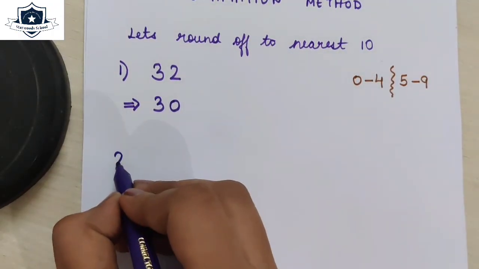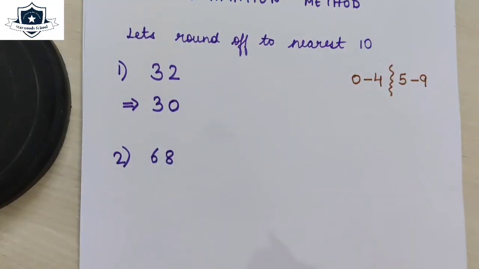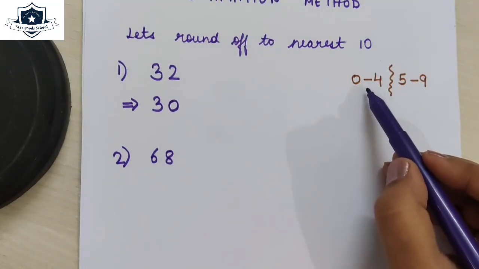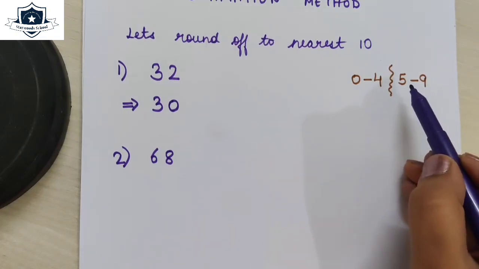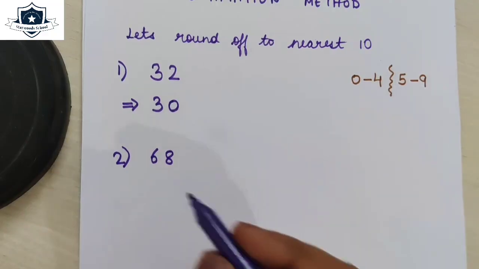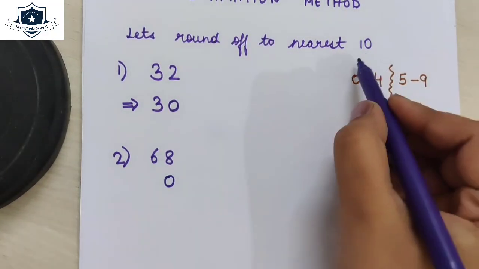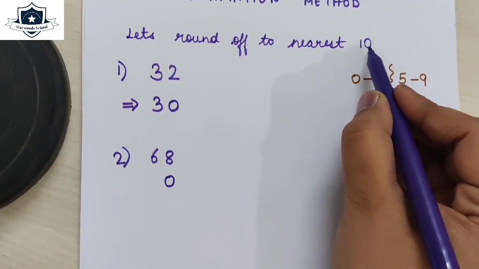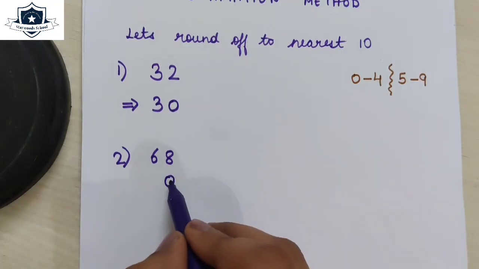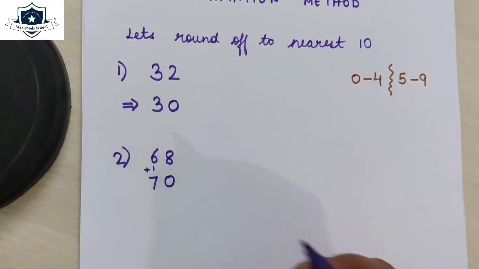Let's take another example. So the next example is 68. So we have to see if it falls in the lesser bracket or the more bracket. It falls in the more bracket, that is 5 to 9 bracket. If this falls into this category, this will become 0 because we are seeing only the first place because we have to round off to nearest 10. So this place will become 0 and 1 will be added here. So this will become 70. So the answer would be 70 here.